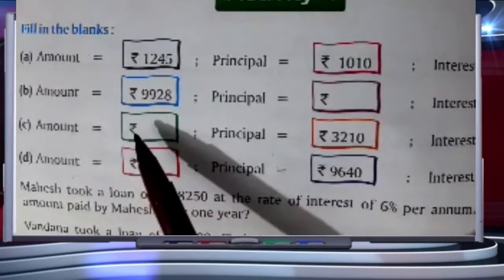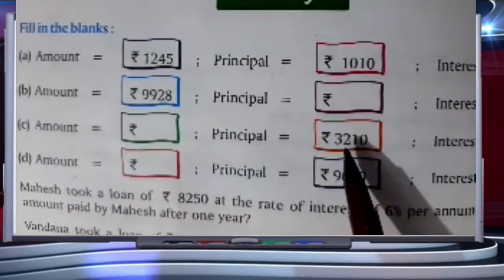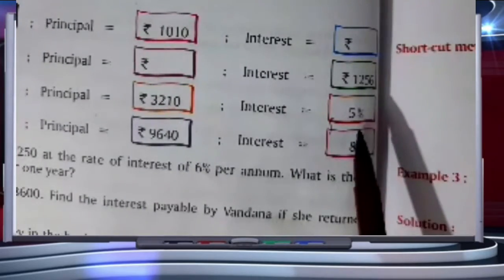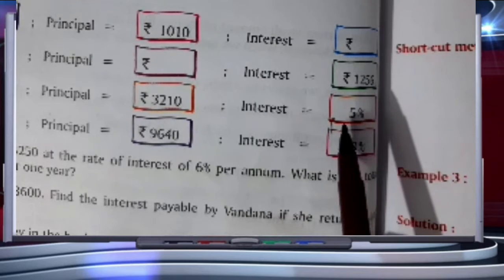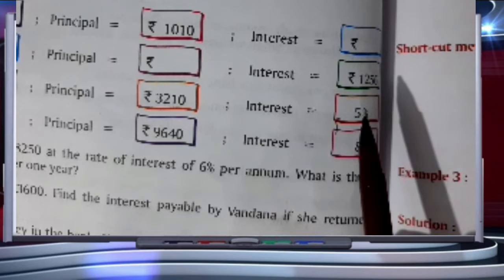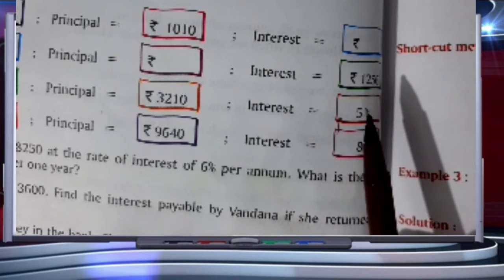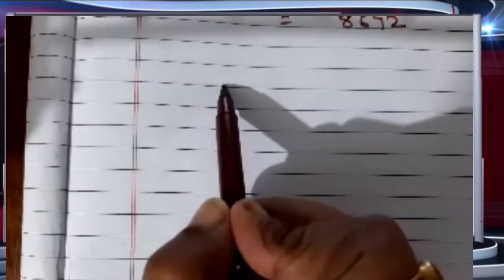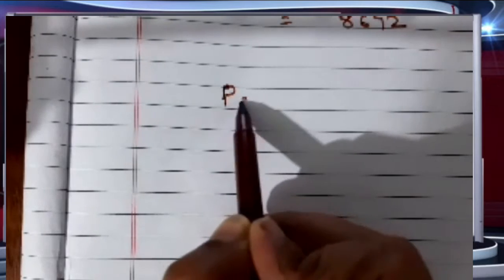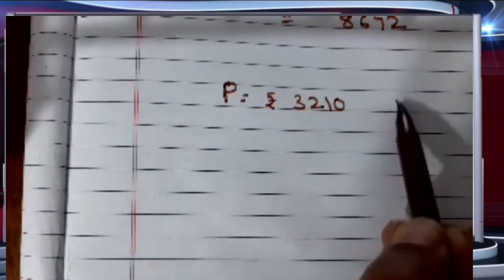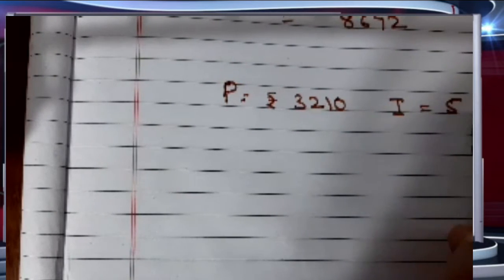Now students, come to C part. Here you have to find the amount. Principal is given as rupees 3210 and interest is given as 5%. See students, here interest is not given in rupees, it is given in percent. So what will you do? You will first convert this percent to rupees.